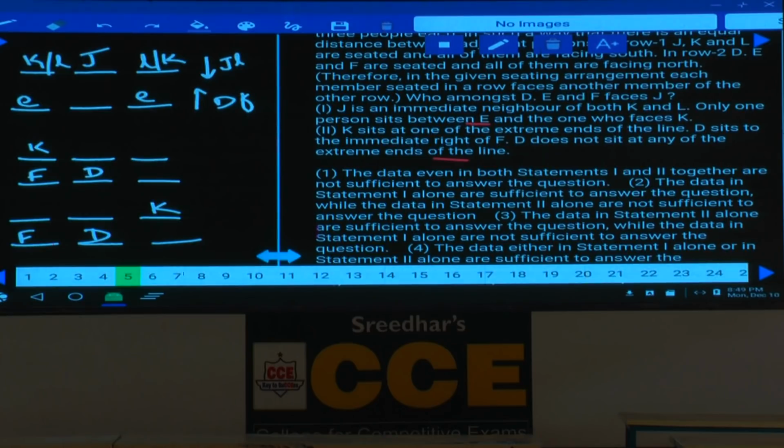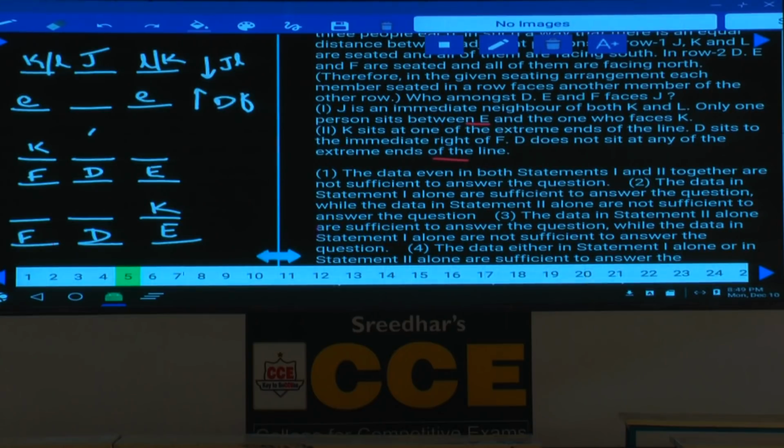Now, we do not know the exact position of J. If J is here, then J and D are opposite to each other. Or if J is not here, then J and E are opposite to each other. Clear now? And so how many possibilities do we have? We have some n number of possibilities, so 2 alone is not sufficient.